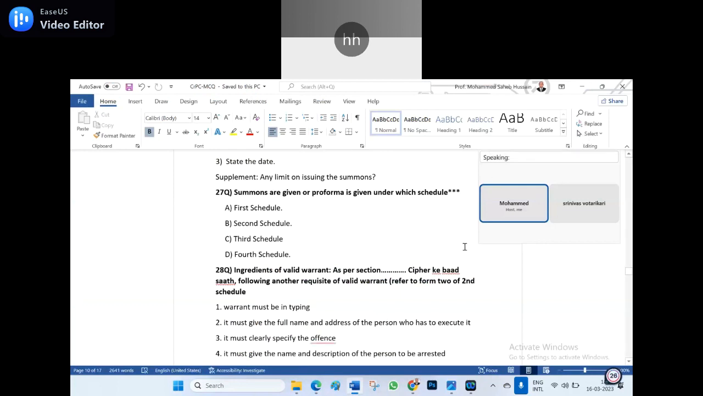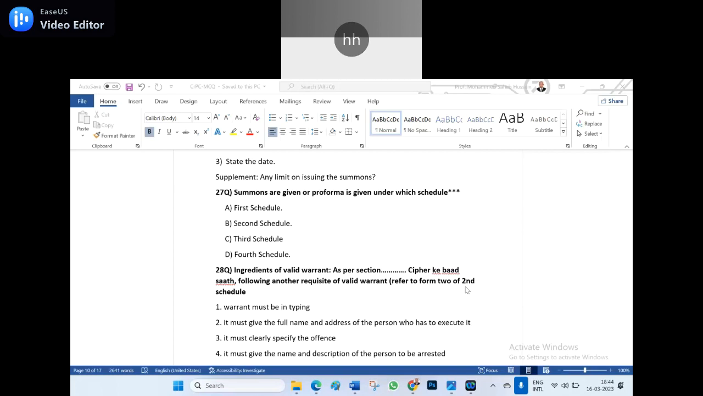And in the last class, I was dealing with the 27th question. Be ready to shoot. Summons or pro forma is given under which schedule? Option A, first schedule. Option B, second schedule. Option C, third schedule. Option D, fourth schedule. Shoot. Sir, I think first schedule, sir. It is the first schedule. The pro forma of summons are placed. So the right answer for the 27th question is first schedule.